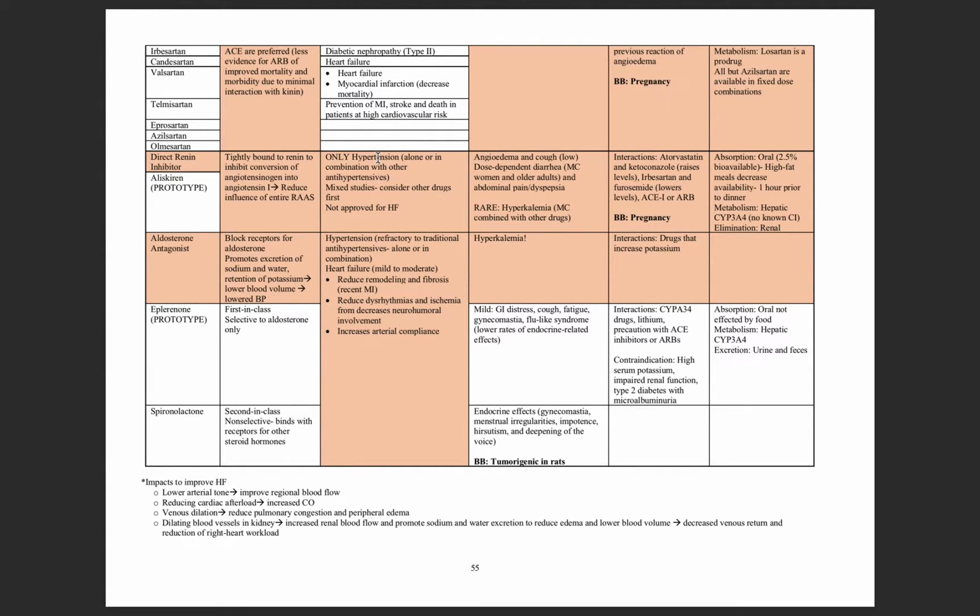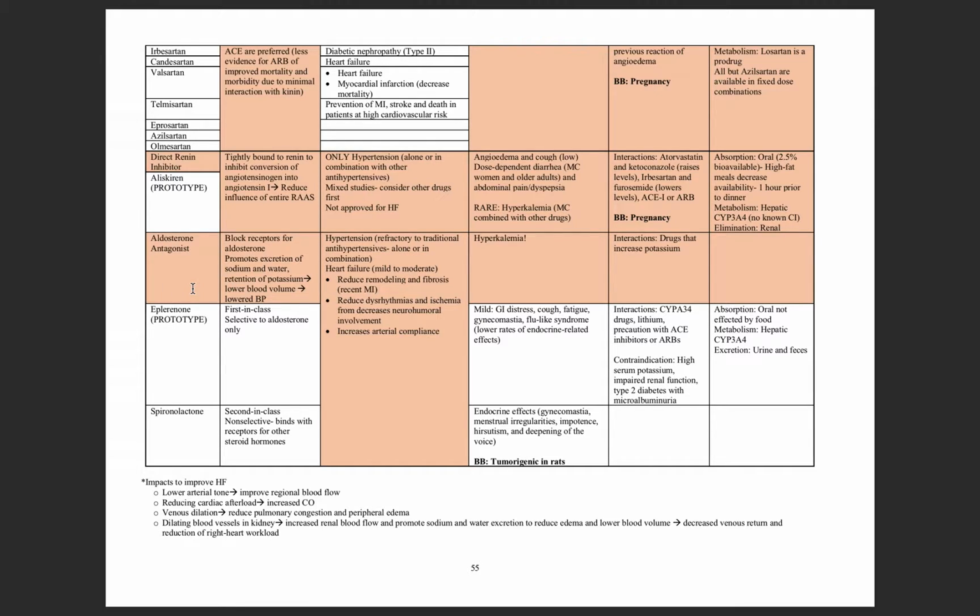And number two, that these act really early in the RAAS system, so they're going to have the most side effects. They're going to have all the same side effects as ACE inhibitors, with dose-dependent diarrhea, abdominal pain, hyperkalemia. So these aren't really used very commonly. They also have CYP interactions, although they don't have any listed contraindications.